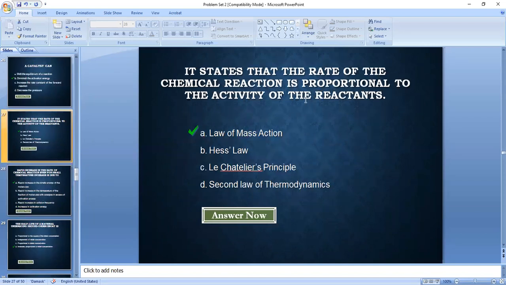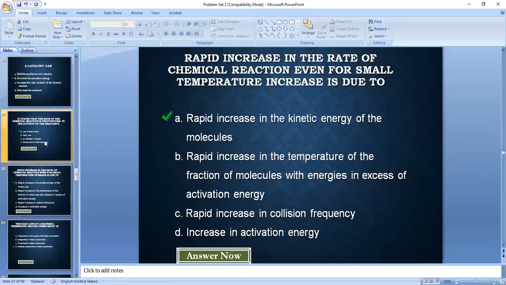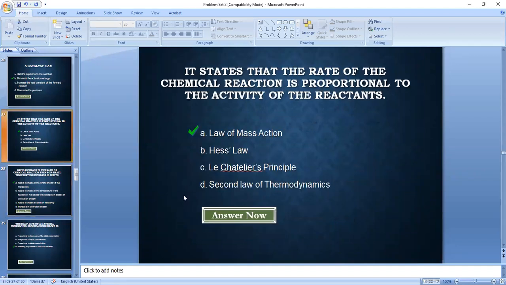Now, it states that the rate of the chemical reaction is proportional to the activity of the reactants. So that particular law is the law of mass action. The rate of the reaction is proportional to the activity of the reactants. That's the law of mass action. By the way, why is it not Le Chatelier's? Who can remember Le Chatelier's? Who can remember the second law of thermodynamics and Hess's law? All of which are in thermodynamics, right? And you're done with your thermodynamics.